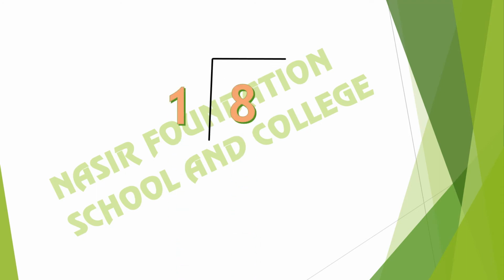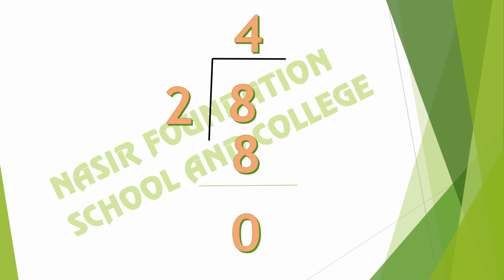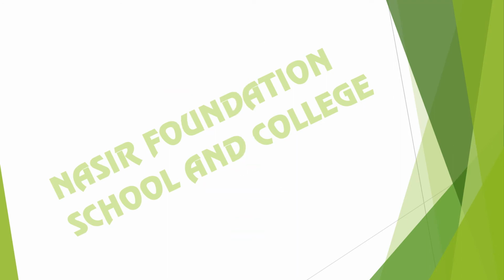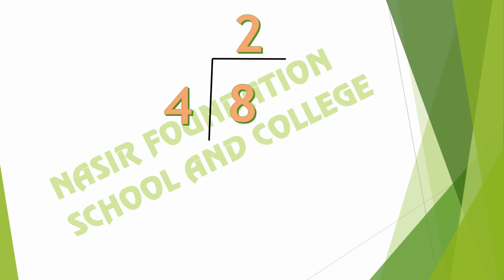If we divide 8 with 1, 1 into 8, we get 8 and the remainder is 0. If we divide 8 with 2, 2 into 4, we get 8 and the remainder is 0. If we divide 8 with 4, 4 into 2, we get 8 and the remainder is 0. 8 is completely divisible by 4.